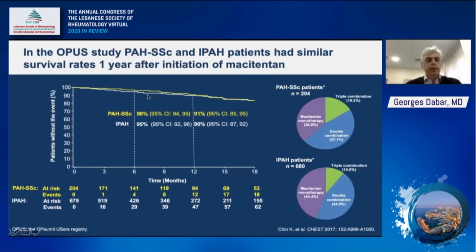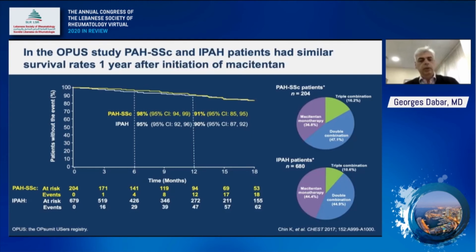Now we look at the OPUS study, which is pulmonary arterial hypertension and scleroderma, and idiopathic pulmonary hypertension had similar survival at 1 year after initiation of macitentan. And we look at the study that 1/3 of the patients were on monotherapy and a small percentage was on triple therapy, and then the majority was on double therapy. So on survival, you have good results in idiopathic pulmonary hypertension and pulmonary arterial hypertension secondary to scleroderma.